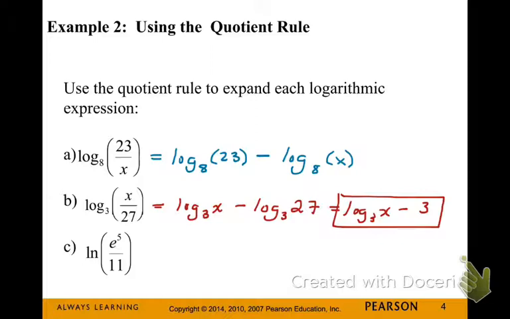On the last one here, since we're using ln, this is the natural log. So we have natural log of e to the fifth power minus natural log of 11. But remember, since that's a base e log and a base e exponential, they're going to cancel each other out, leaving us with just 5. And so this becomes 5 minus natural log of 11.